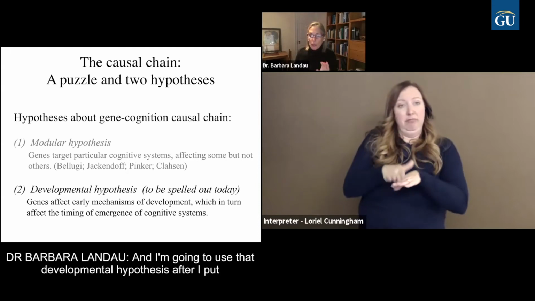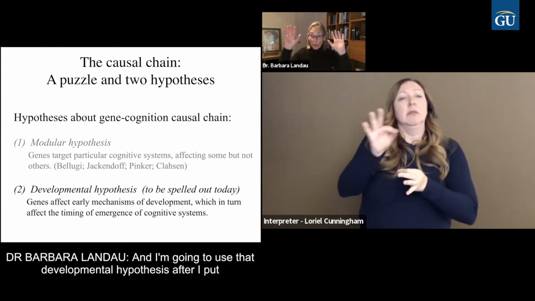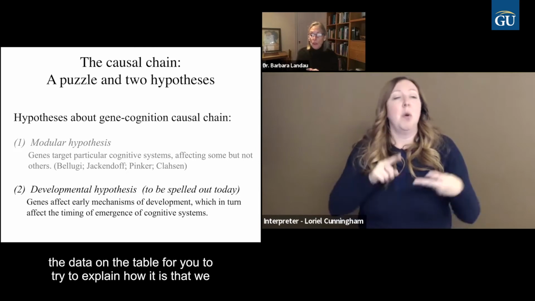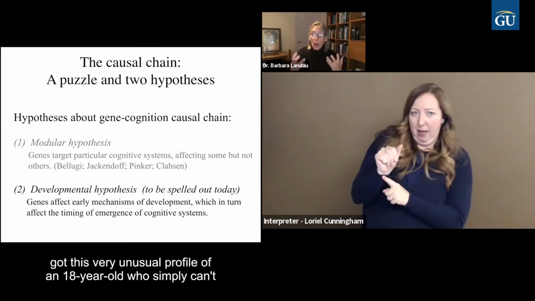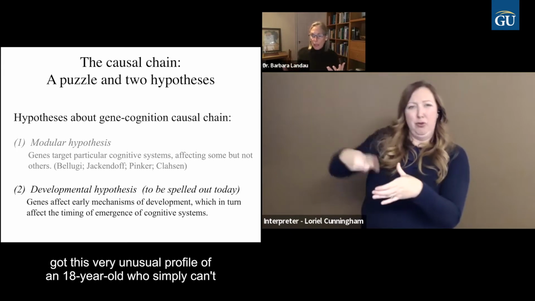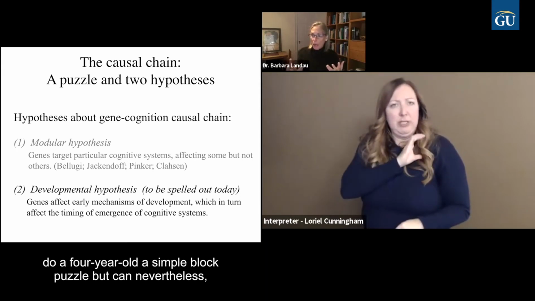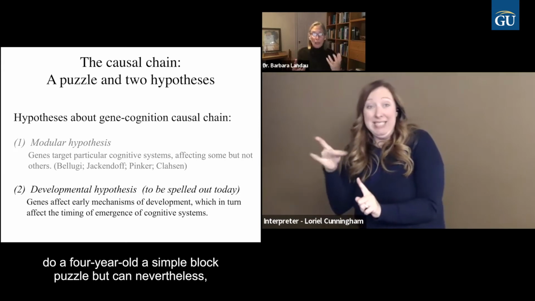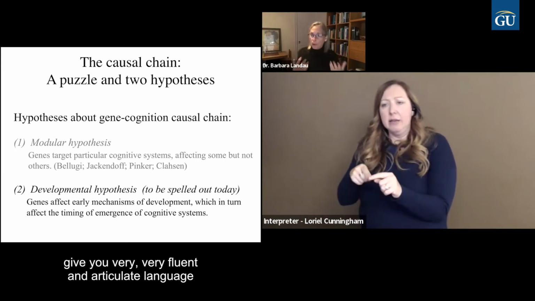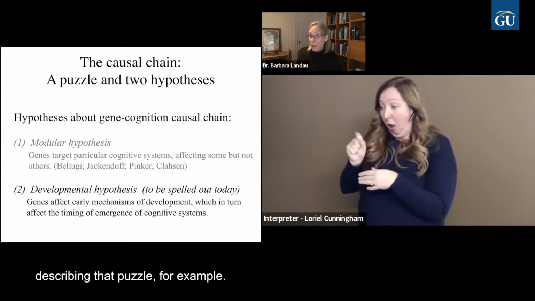And I'm going to use that developmental hypothesis after I put the data on the table for you to try to explain how it is that we got this very unusual profile of an 18-year-old who simply can't do a 4-year-old's simple block puzzle, but can nevertheless give you very, very fluent and articulate language describing that puzzle, for example.